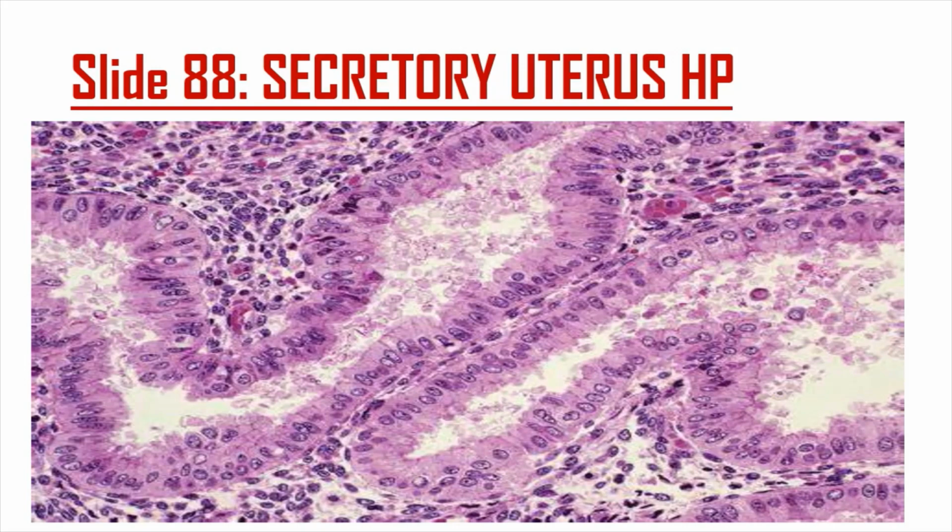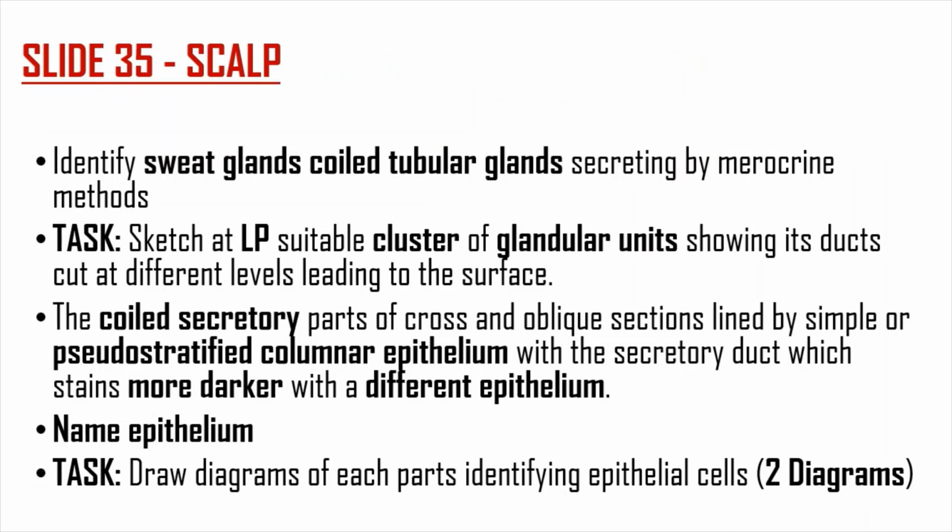So draw the uterus in secretory phase at high power and low power, and draw a non-secretory uterus at high power and low power. Now let's go to sweat glands.